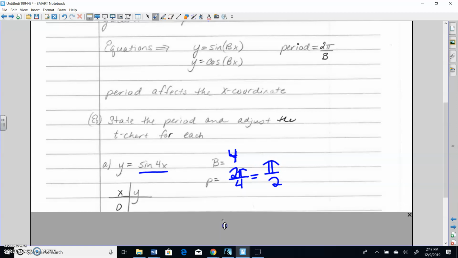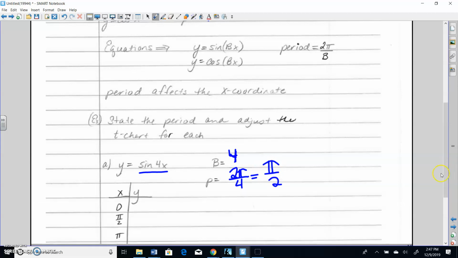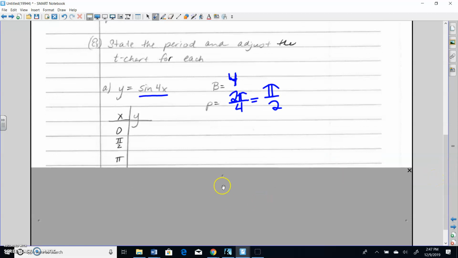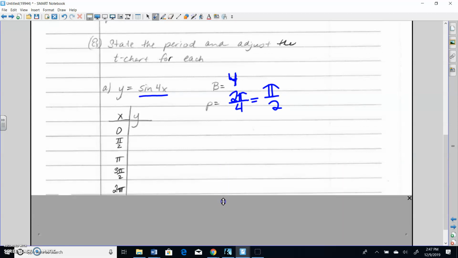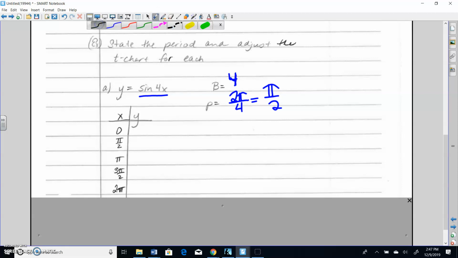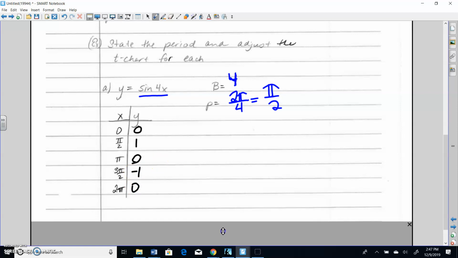So now we're going to look at our t-chart for the sine of x. I don't know if you remember what those values are, but when x is 0, the sine of x is 0 as well. When x is a half pi, the sine of a half pi is 1. Then we have 0, -1, and 0 again, I believe. Do you remember that? Recall that?